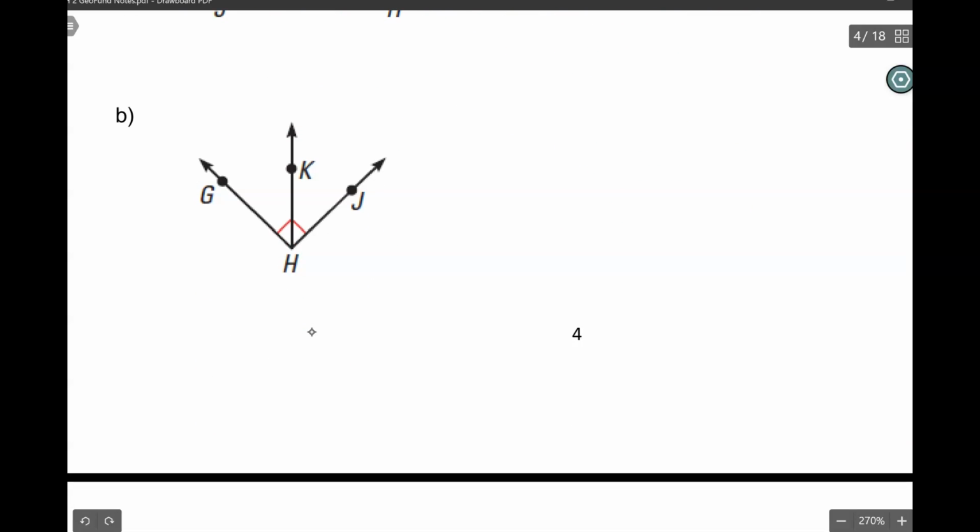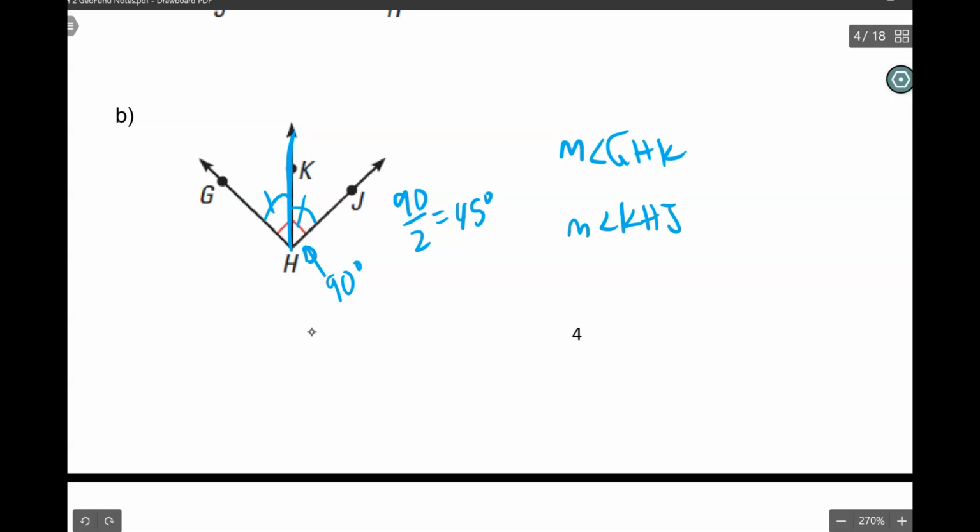All right, so here the tricky part is that this is a 90-degree angle, because that's what this little corner means, 90 degrees. So if my overall angle is 90 and HK is a bisector, that means this left angle has to equal the right angle. So if I take 90 divided by 2, I get 45 degrees. So the measure of angle GHK and the measure of angle KHJ, both of these angles are going to be 45 degrees.